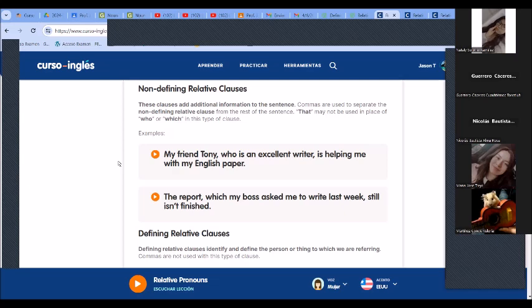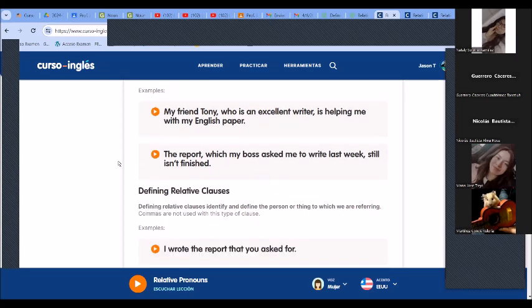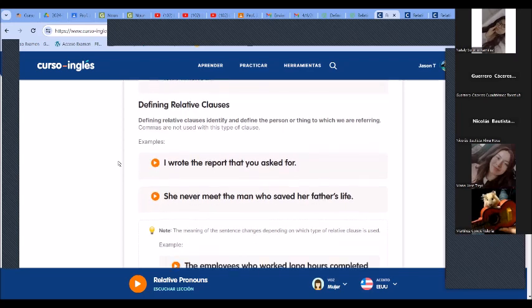Same thing with the second one: the report still isn't finished. The clause is extra information: it is the report which my boss asked me to write last week. So that's a non-defining one. It is extra information that doesn't add any details necessary to understand the sentence. When we look at defining clauses, we'll notice something different.